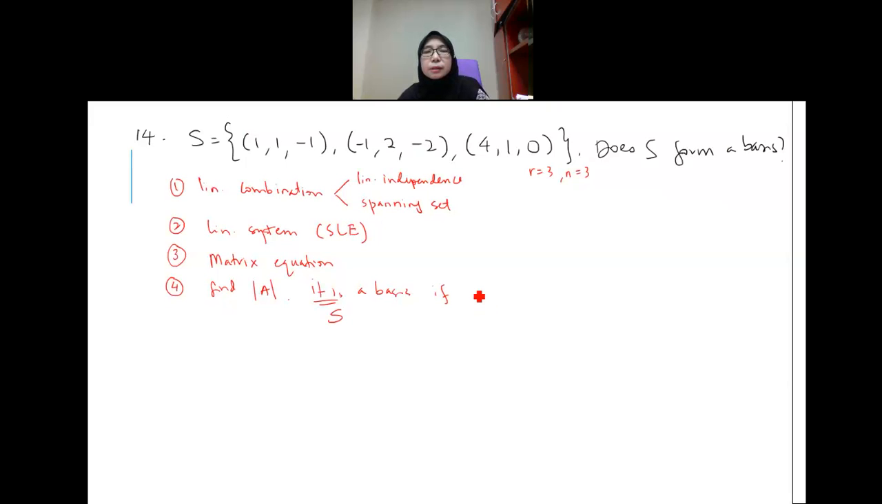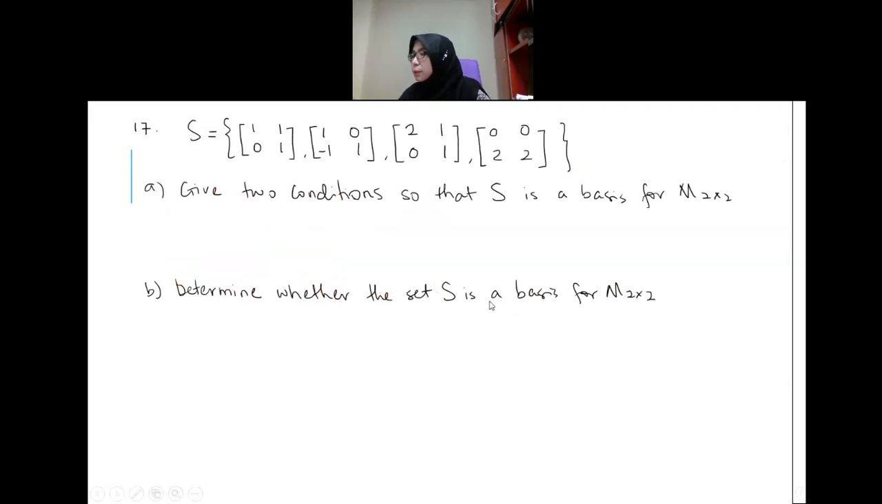If the determinant of A, the determinant of the coefficient matrix, is not equal to 0. Okay. So you should try. Next question, question number 17.